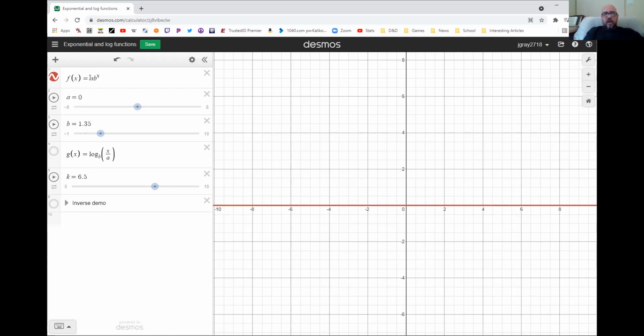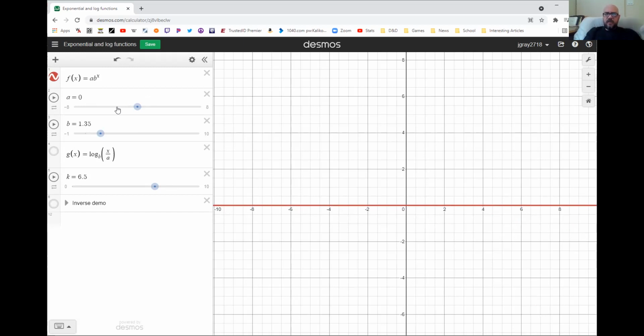If A is 0, I'm doing 0 times whatever this is, and I always get 0. So in practice, we just don't let A be 0. We just say A can't be 0, even though it theoretically can. It can be 0. You just get 0 for everything. You just get kind of a boring function that doesn't really behave like an exponential function. So that's why we disallow it.